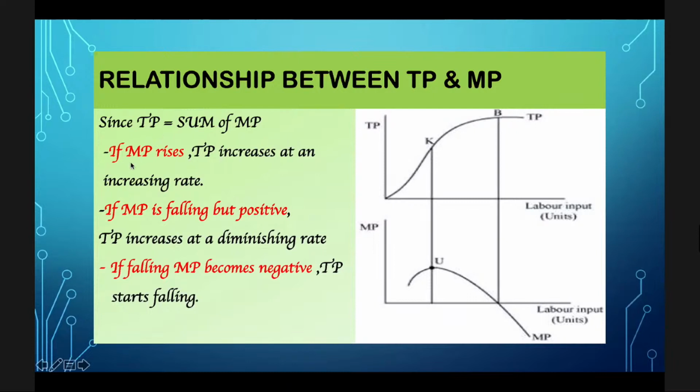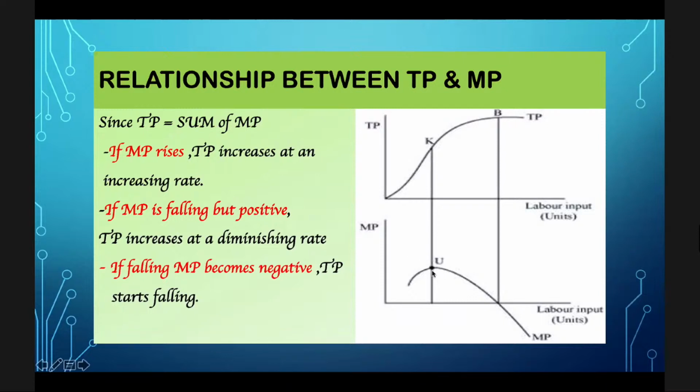So if marginal product is rising, TP will increase at an increasing rate. So when MP is rising, TP will increase at an increasing rate. That is, the gap between every consecutive TP will rise, because that's nothing but marginal product. So if the gap is rising, TP will increase at an increasing rate.